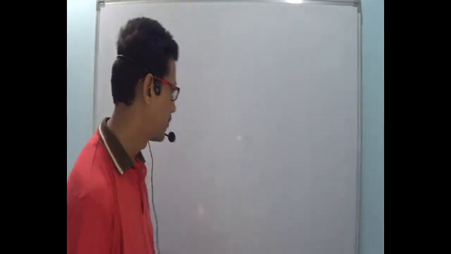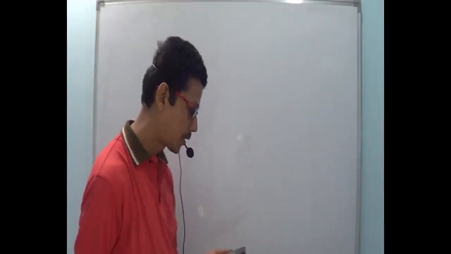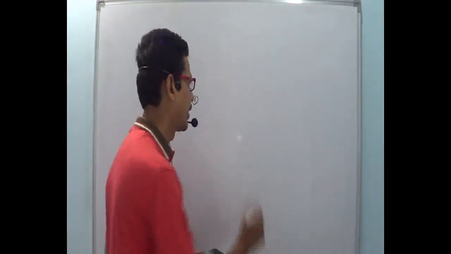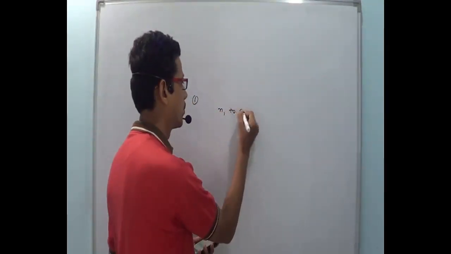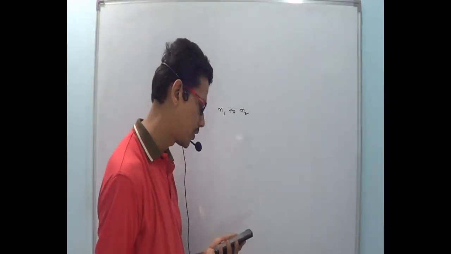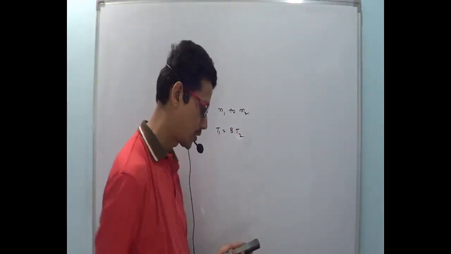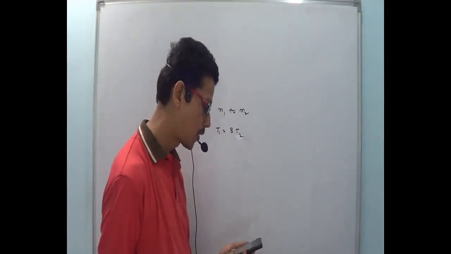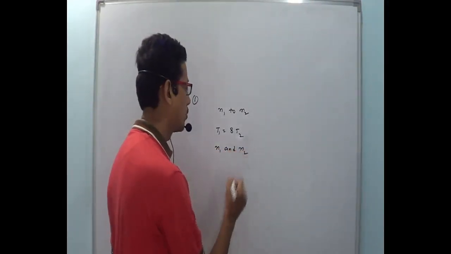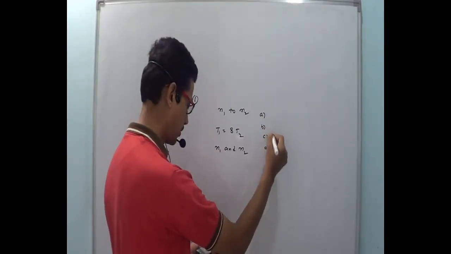So first question: the electron in the hydrogen atom makes transition from state N1 to state N2. If the time period of the electron in the initial state is 8 times the time period in the final state, then the possible values of N1 and N2 are. What are the possible values of N1 and N2? So these are the options.